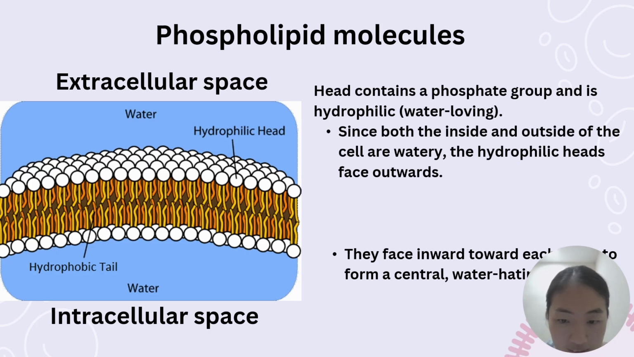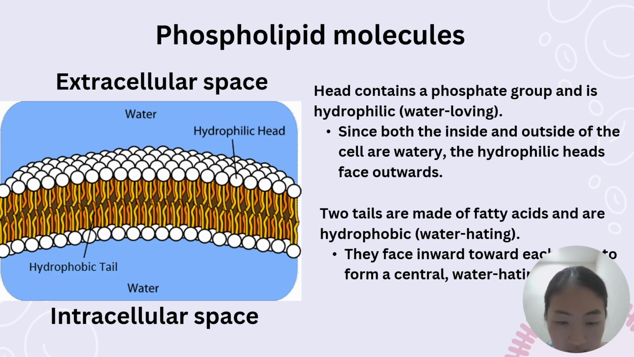As you can see in these pictures, the inside and outside of the cell consist of a lot of watery fluids. The inside contents of the cell, known as the intracellular space, contain cytoplasm. The outside of the cell is known as the extracellular space.